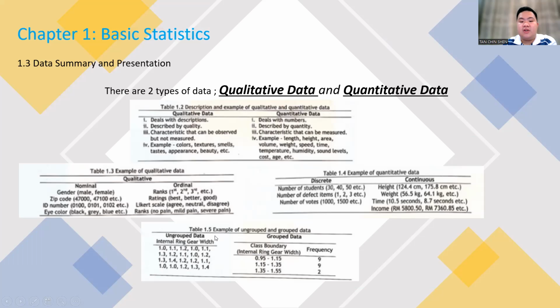So these are the 2 types of data, qualitative data and quantitative data, and also 2 types of grouping, ungrouped data and grouped data. So this is my presentation.